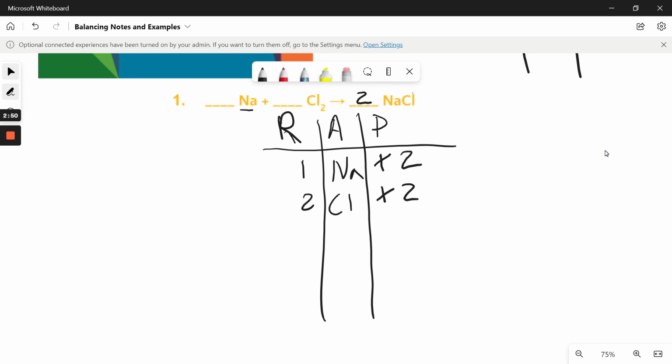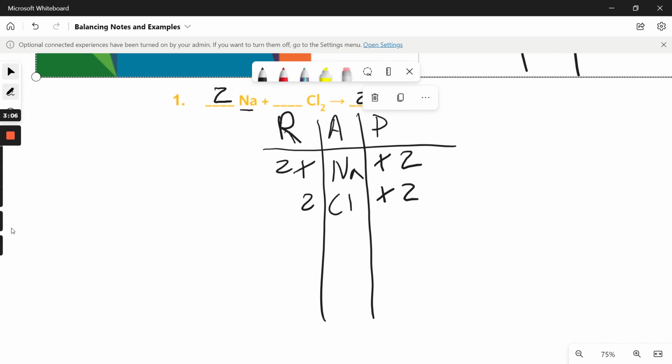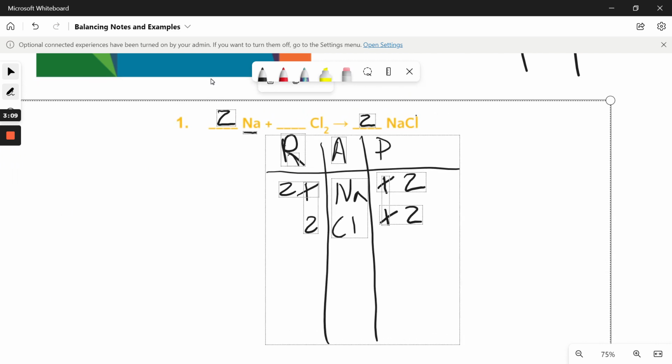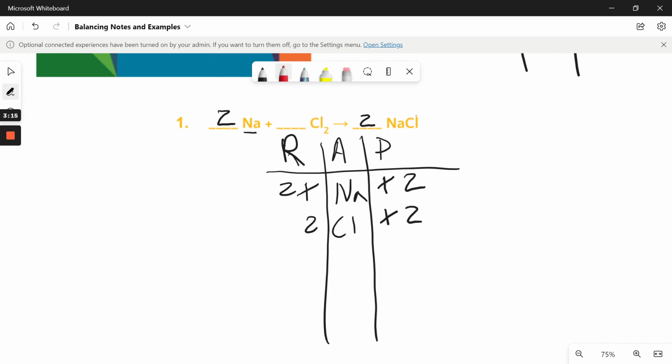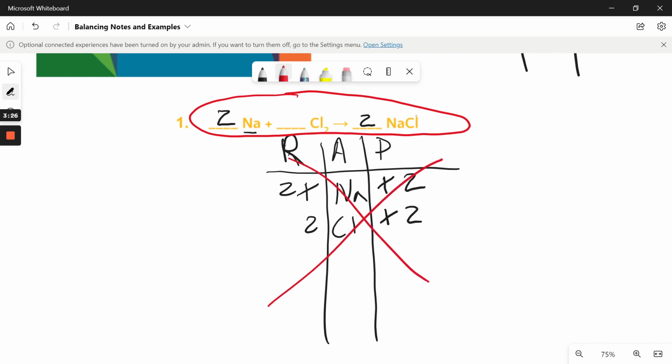Getting a 2 out front is going to multiply my Na times 2, and there's nothing else in that compound. So that tells me that I am, in fact, done. That is my answer. Now I have my wrap table, I can double check. Everything is, in fact, balanced. And remember, the answer that we need is this: 2 Na plus Cl2 reacts to form 2 NaCl. Your wrap table is not your answer. It's just helping you get to the answer.